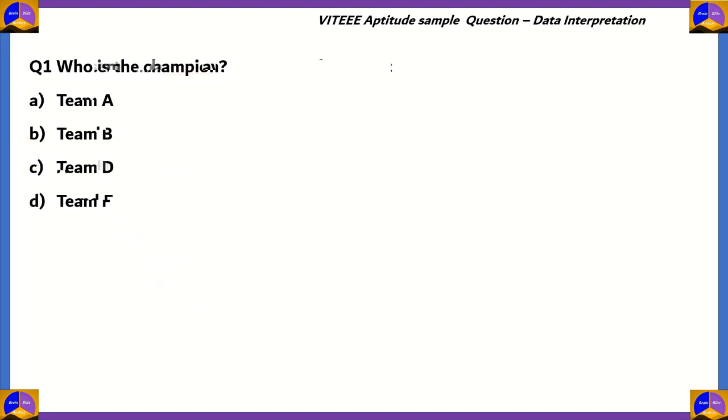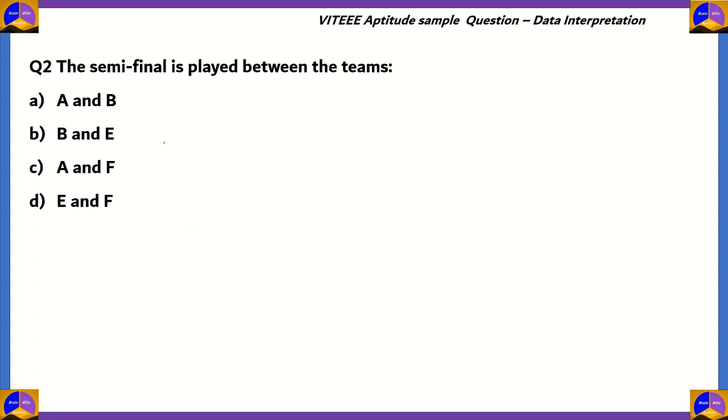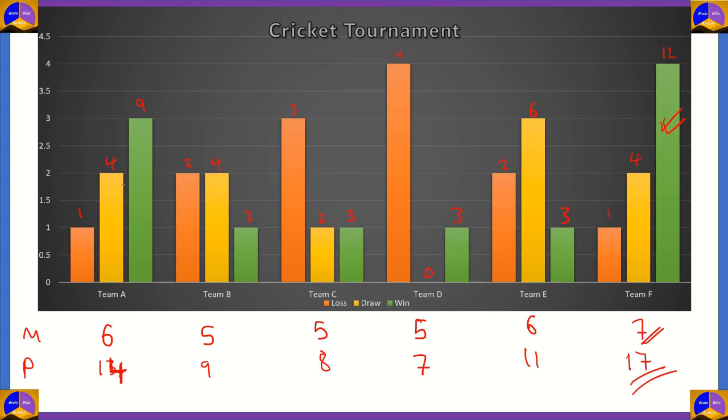So let's look at the next question. Question 2. The semifinal is played between the teams. So how do we find out which of these teams played the semifinal? Well, for that, you can look at the number of matches. Now, as you can see, Team F are the winners, but they also played the most number of matches. That means Team F had to win both the semifinals and the finals.